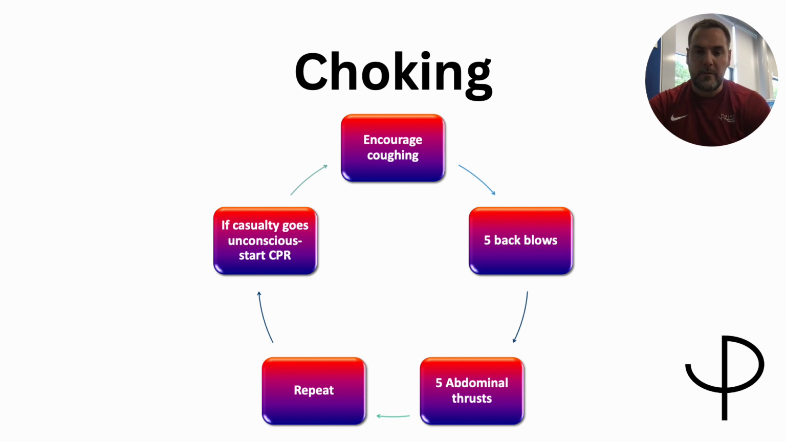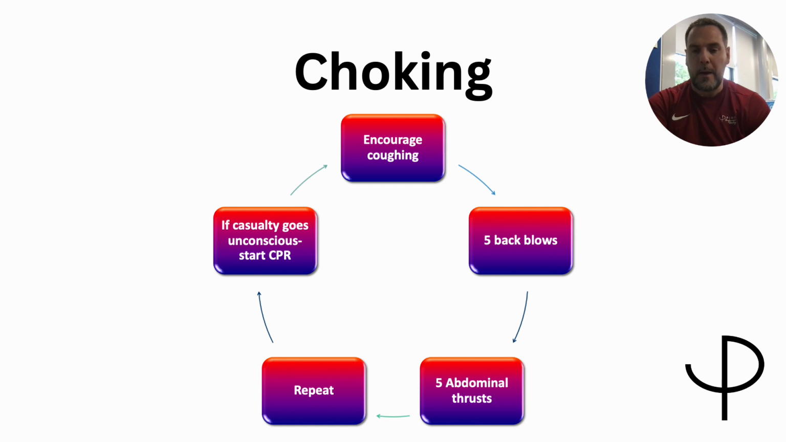The first thing we do if we have a casualty who's choking is encourage them to cough. That's the body's natural response to try and generate some pressure and get whatever it is up and out of the mouth. If the casualty can't cough, then we know it's not a partial obstruction, it's a complete obstruction. So if they can't cough at all, it's a complete obstruction and we need to go straight on to the next stage, which would be back blows.